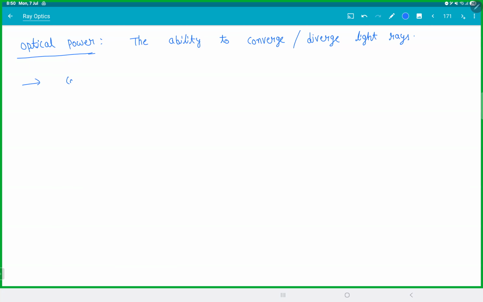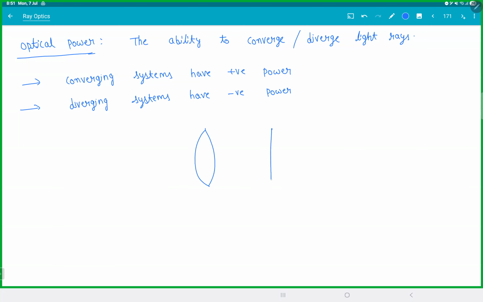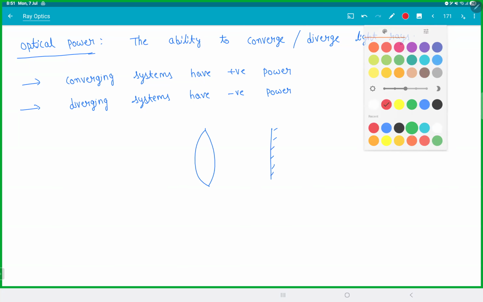So converging systems have positive power. If a system is converging light rays, we say it has positive power. Diverging systems have negative power. So when I say my glasses' power is -5, most people who have myopia use negative power lenses. So what is actually happening if you look at your eye, and this is your retina, so the retina is your screen.